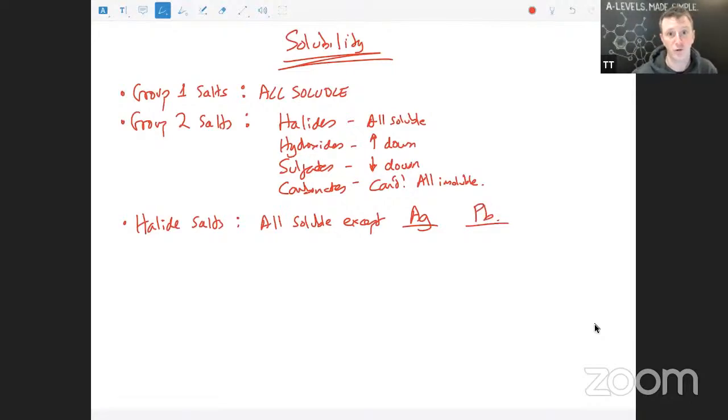So silver, of course, is our test for halide ions, all right? Silver nitrate is our test for halide ions. Can it dissolve in organic solvents? No, because organic solvents are non-polar, so any salts will be insoluble in organic solvents. I mean, maybe in ethanol. I don't know. It's not on the spec. They wouldn't ask you a question on that, basically.